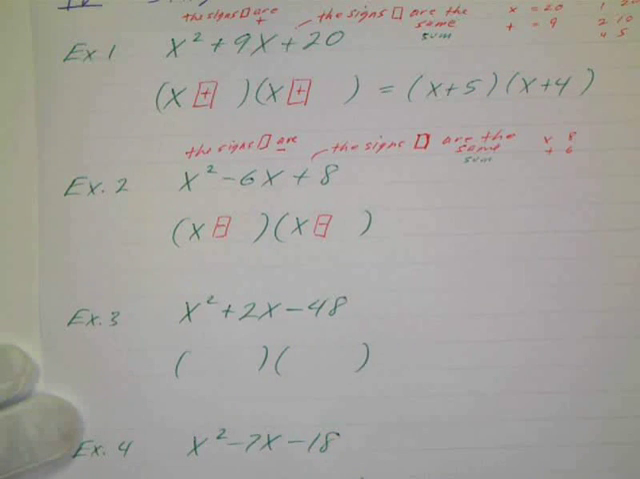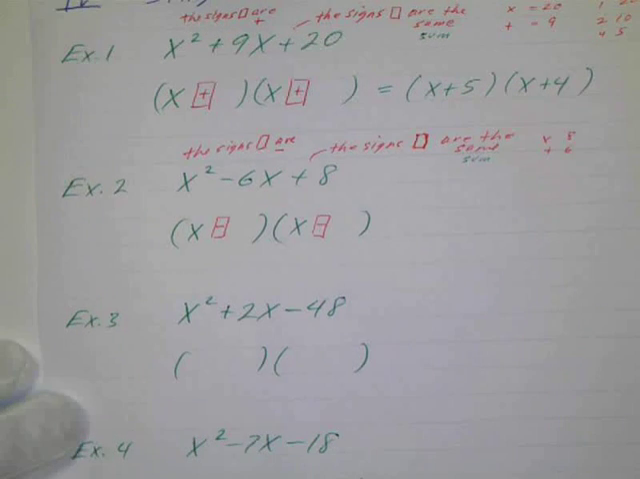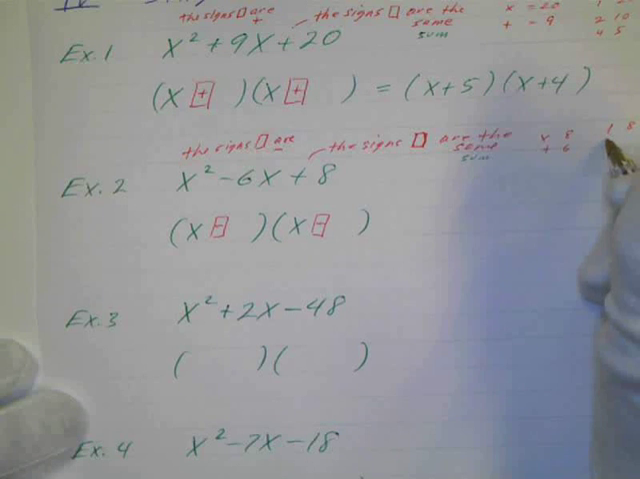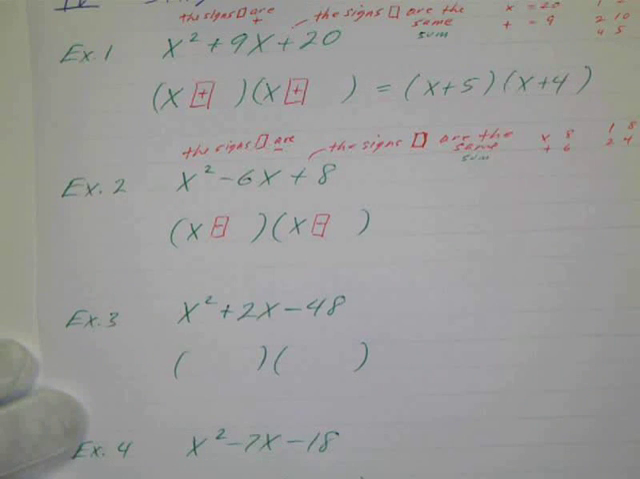All right, so they multiply to give 8 and add to be 6. So what numbers multiply to give 8? Well, 1 times 8, but those add up to be 7. 2 times 4, those add up to be 6, so those are my numbers. And again, I usually just put the largest one on the left.